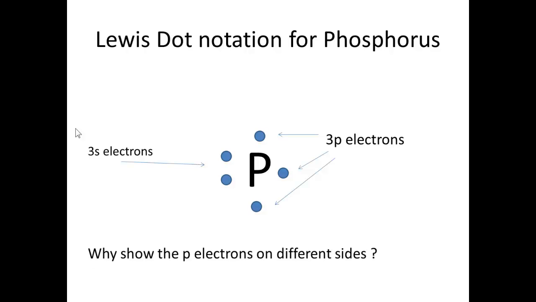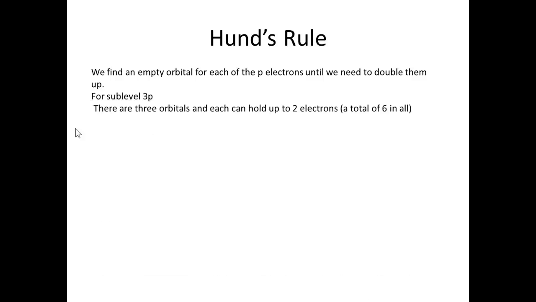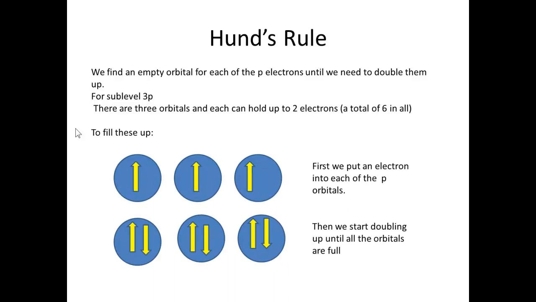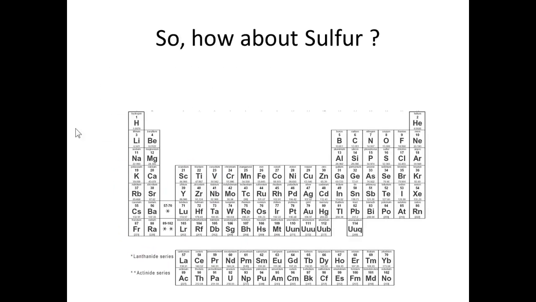So why show the p electrons on different sides? Well, the answer is in fact they all obey what we call Hund's rule. What Hund's rule says is that if there's an empty orbital, then we fill the orbital up with 1 electron until we need to double them up. So if we have 3 orbitals and each can hold up to 2 electrons, to fill them up we first fill 1 in each, and then we double up and start putting 2 in each until the orbitals are full.